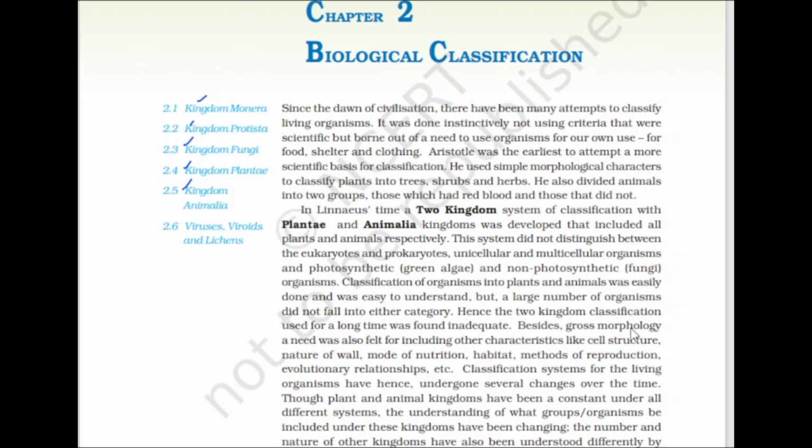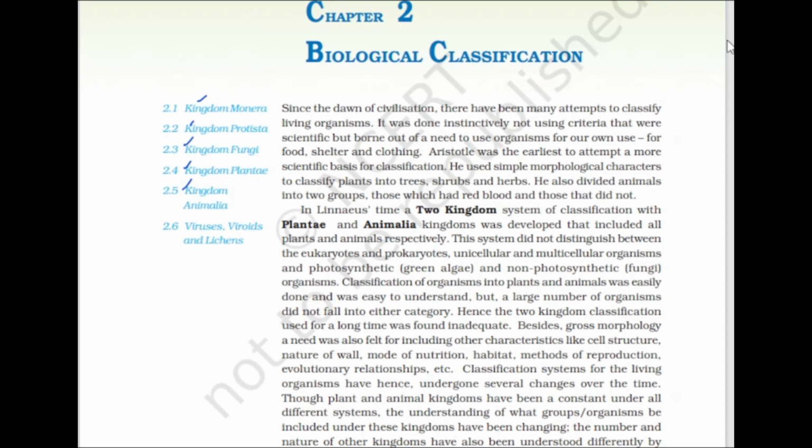Besides gross morphology, a need was also felt for including other characteristics like cell structure, nature of wall, mode of nutrition, habitat, methods of reproduction, and evolutionary relationships. So all these important characteristics are needed to classify the organism.